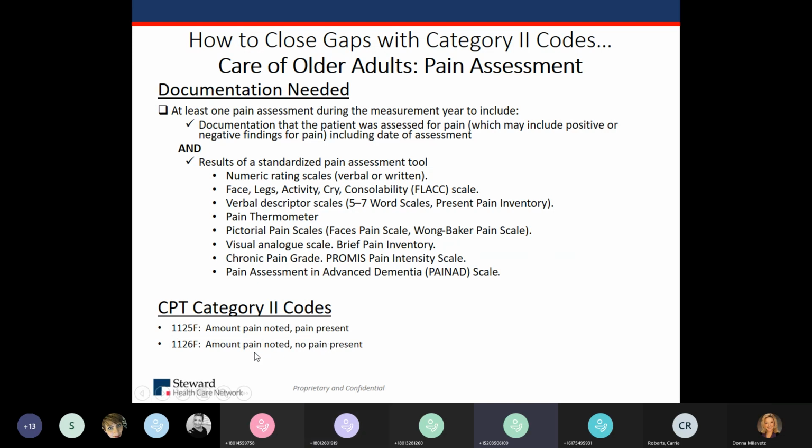For the elder population, the care of older adults measure actually is divided into 3 or 4 submeasures. I have 3 that I'd like to address today. Pain assessment. We need documentation of at least one pain assessment that was done during the measurement year, which includes documentation that the patient was assessed for pain, which may include positive or negative findings for pain, including the date of assessment, as well as the results using a standardized pain assessment tool. Moving on.